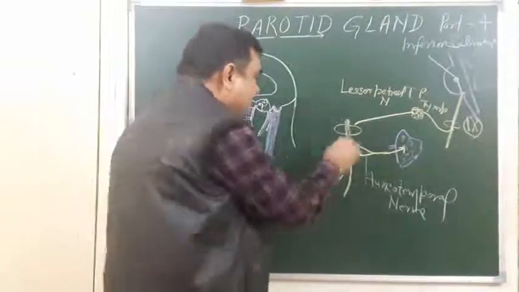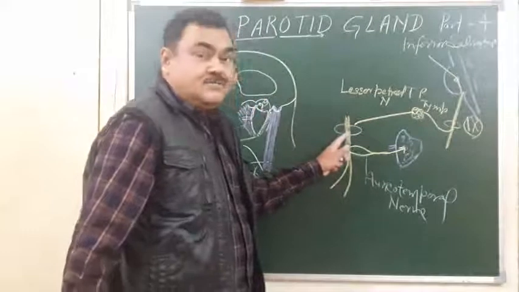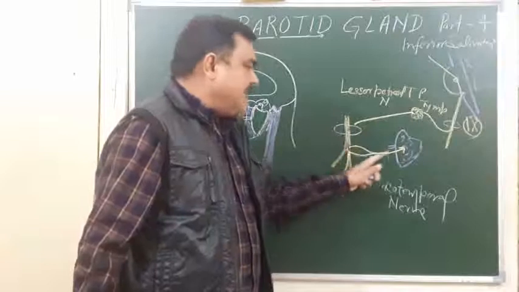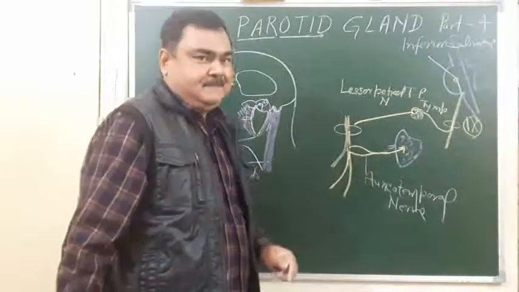These fibers are sensory fibers. So sensory fibers come through the mandibular nerve and supply the gland through the auriculotemporal branch.